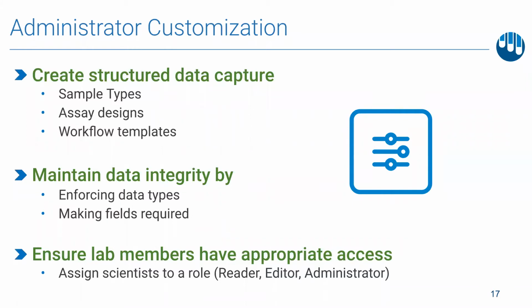Scientists and team members can also be assigned one of three roles: reader, editor, or administrator. Readers have the most restricted role, where they can only view data in Sample Manager. Editors will be able to add, delete, and update samples, assay runs, and workflow jobs. And of course, administrators have the most permissions, with the ability to manage team members, define the structure of sample types, assay designs, and workflow jobs, as well as having the ability to view the audit log.